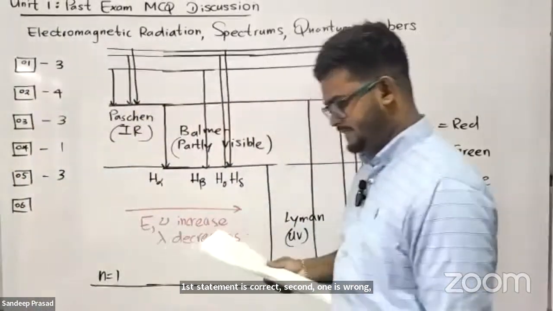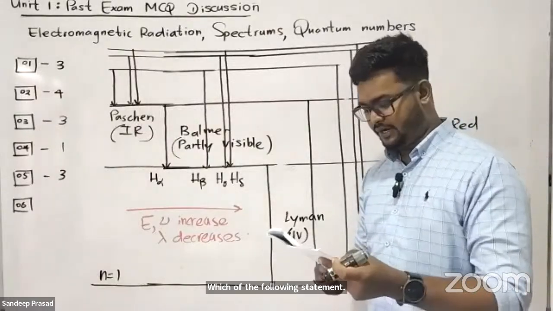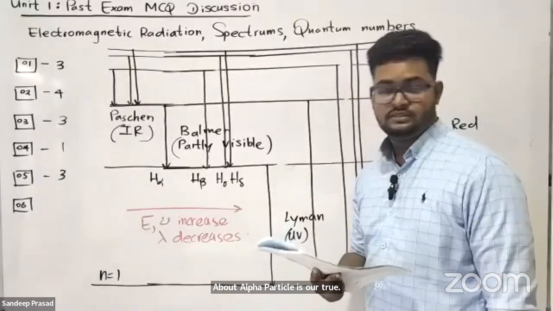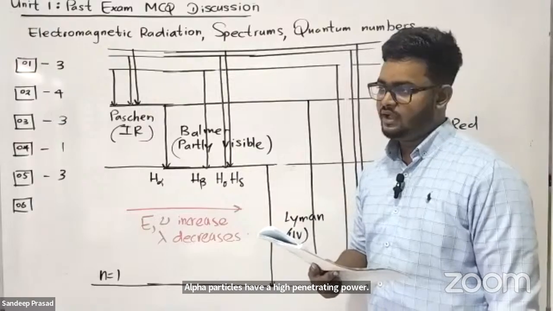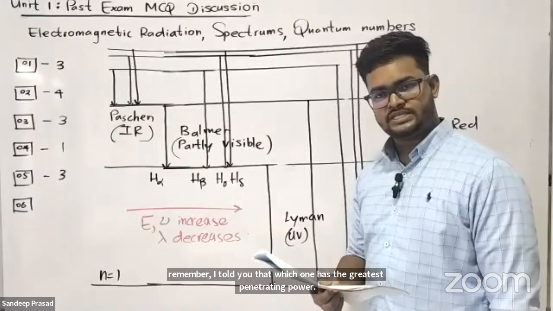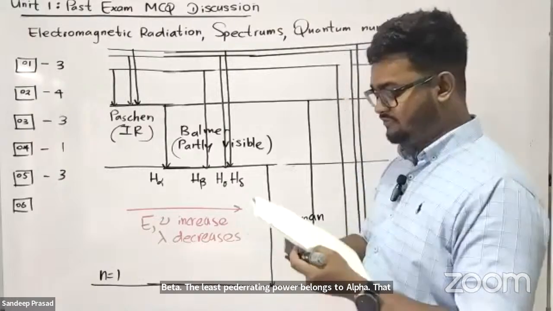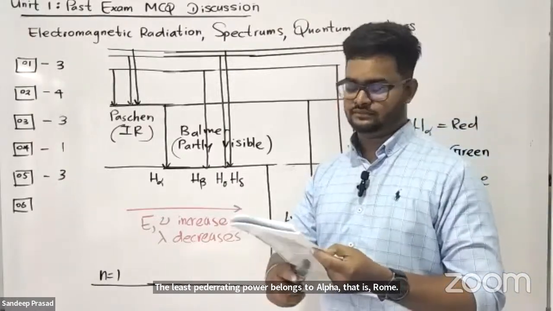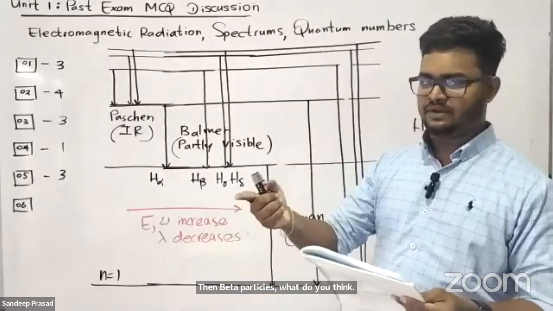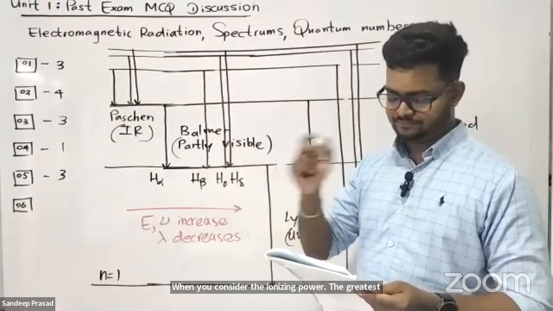Question number 6. Which of the following statements about alpha particles are true? Alpha particles have a higher penetrating power than beta particles. Can you remember? I told you which one has the greatest penetrating power? Gamma. Second highest is beta. The least penetrating power belongs to alpha. That is wrong. Alpha particles have higher ionizing power than beta particles. What do you think? Yeah, that's correct. When you consider the ionizing power, the greatest ionizing power belongs to alpha, then beta, then gamma.